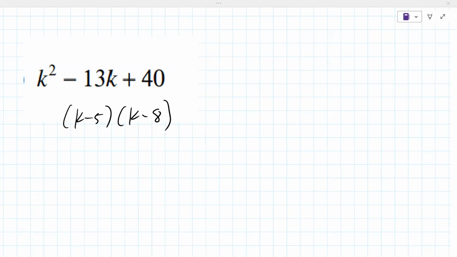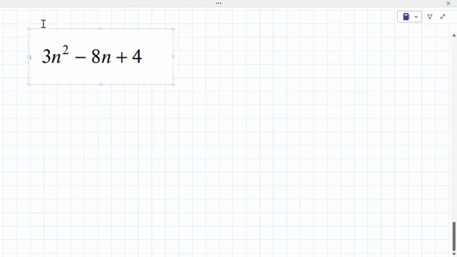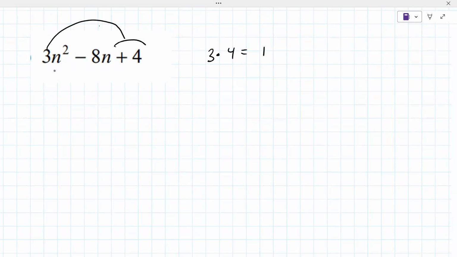Let me grab some here. Okay, so here's a problem that is different than all the ones that we've done today. You notice first of all that the leading coefficient is not a one, it's a three. And it's like, well, now what do we do? But it's actually very similar to the last. You take this three and multiply it by whatever the last number is. 3 times 4 is 12. So now you're looking for two numbers that multiply to 12, but they have to add to -8.